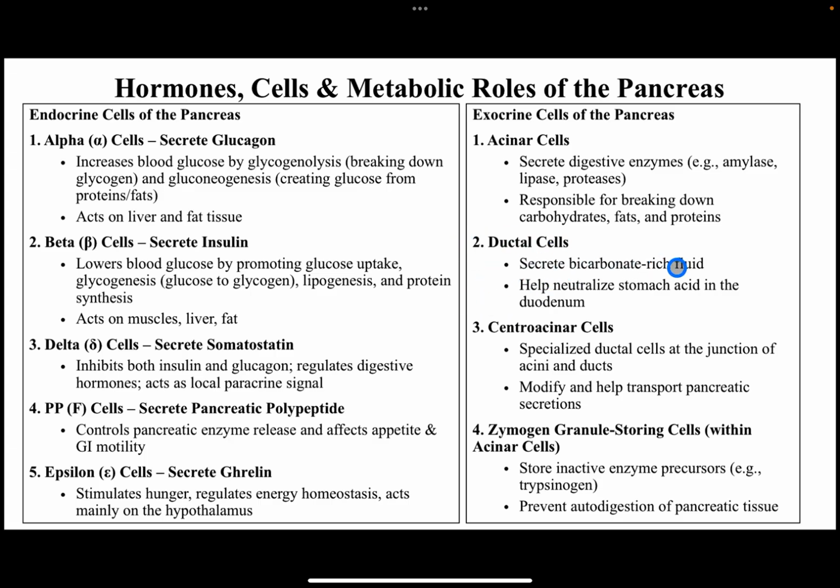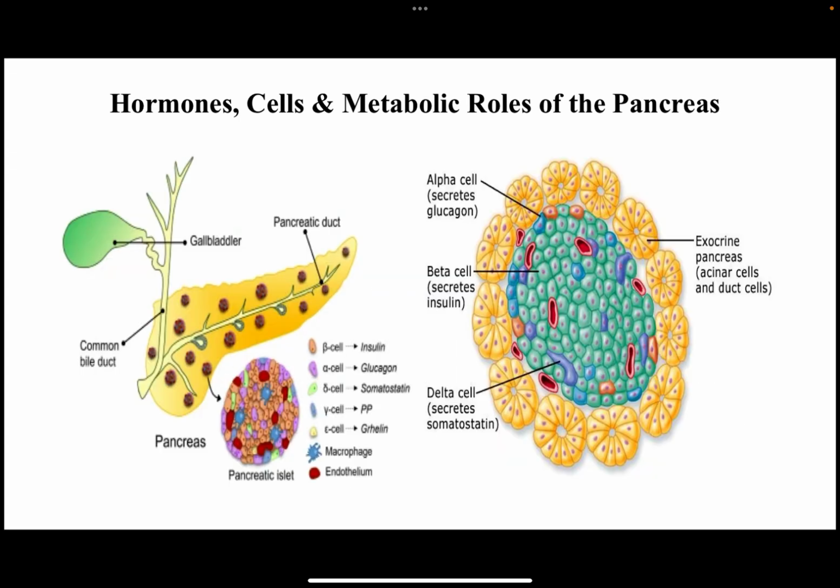Then we have the ductal cells. They secrete the bicarbonate-rich fluid, which helps neutralize stomach acid in the duodenum. Then we have the centroacinar cells. They are specialized ductal cells at the junction of the acini and ducts. They modify and help transport pancreatic secretions. So basically that is it.